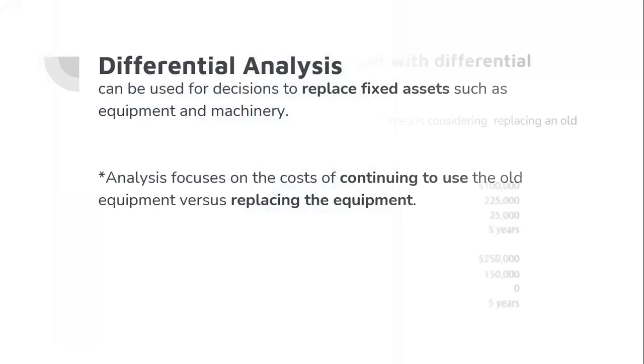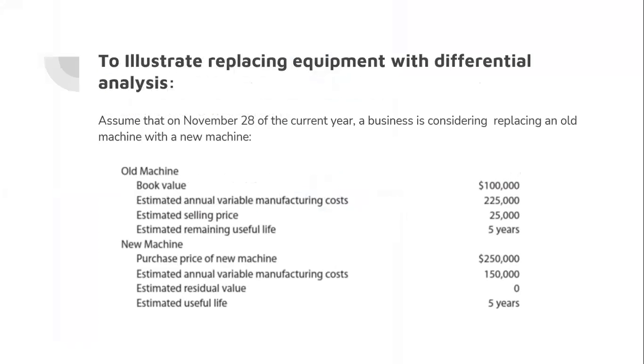To illustrate, assume that on November 28th of the current year, a business is considering replacing an old machine with a new machine. The book value of the old machine is $100,000. Estimated annual variable manufacturing cost is $225,000. Estimated selling price $25,000. Estimated remaining useful life 5 years.